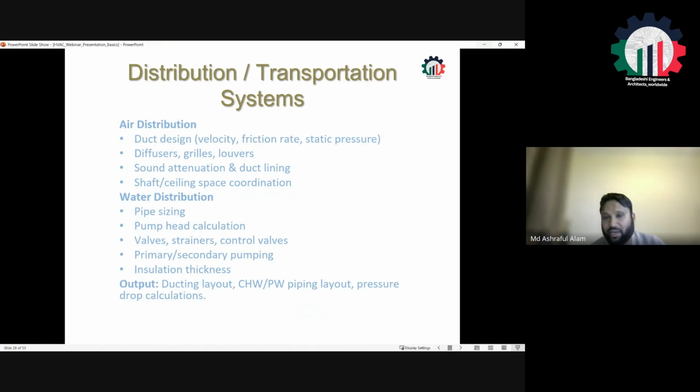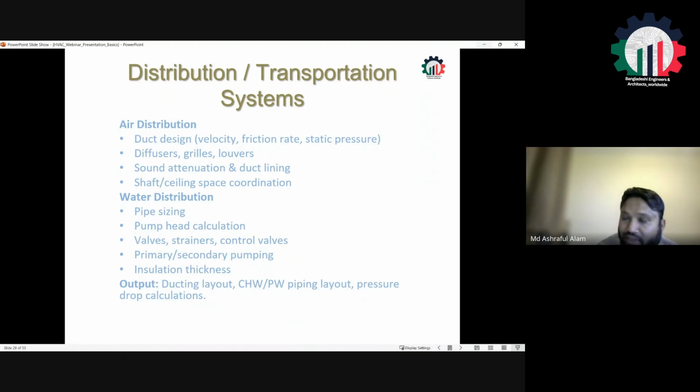The AHU, air handling unit, will be either on the roof or in the plant rooms, and the chiller will be somewhere else. So the ducting and piping has to come to the space. How will it be done? We have the air distribution and the water distribution. What is there in the air distribution? In air distribution, we need to design the duct, the outlets, the diffuser grills, sound attenuation, and duct lining.